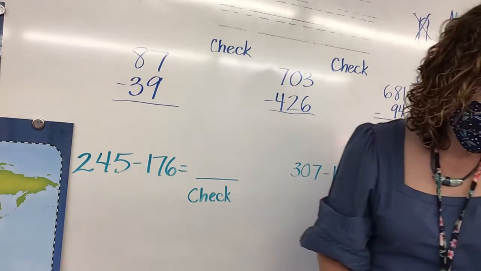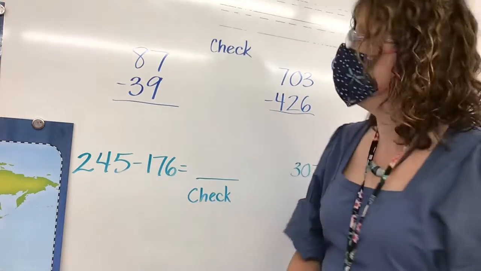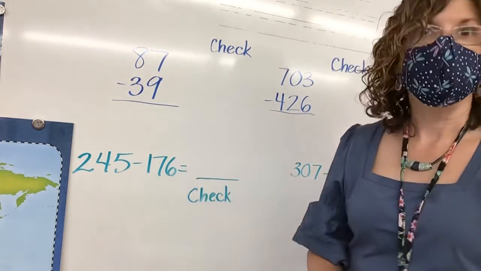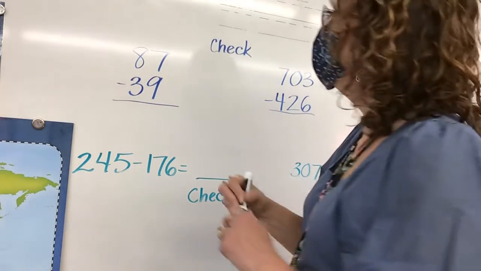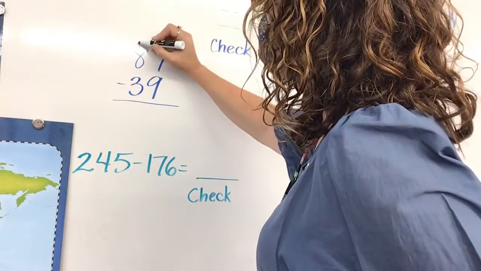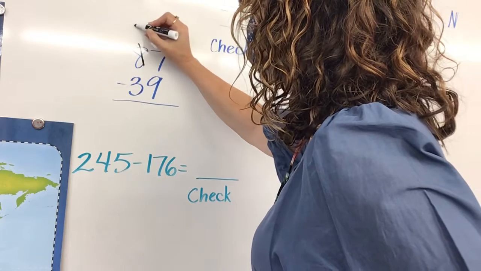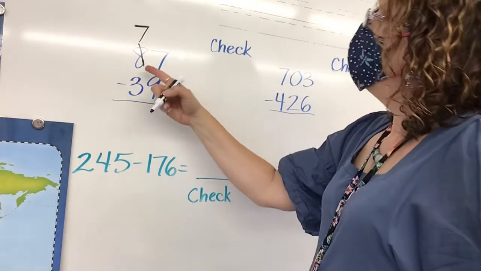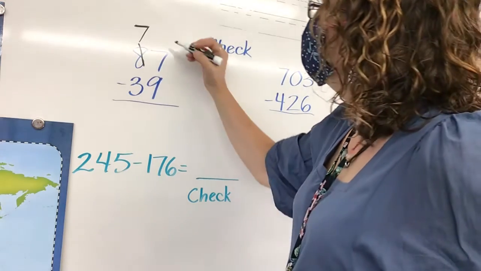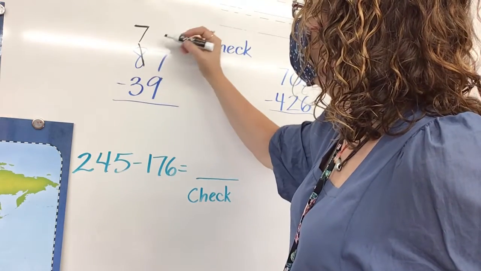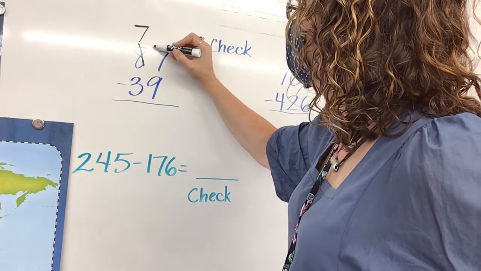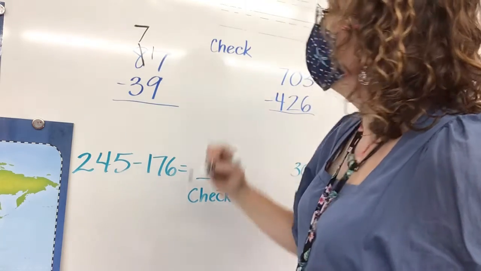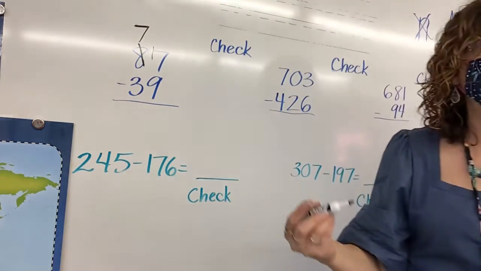Alright, so we're going to do the first problem together. The first problem that you have on your paper is 87 minus 39. 7 minus 9. You can't do that. So we're going to cross out the 8 in the tens and make it be a 7. So everybody do that. And that 10 that we took from the 8 tens, we're going to give it to the 7 ones. 10 plus 7 is 17. So now this is 17, and we can subtract.